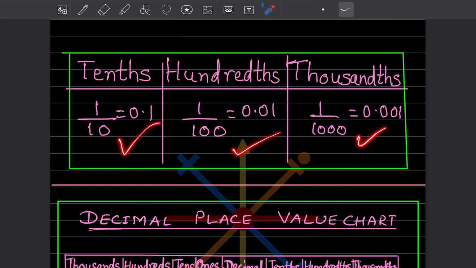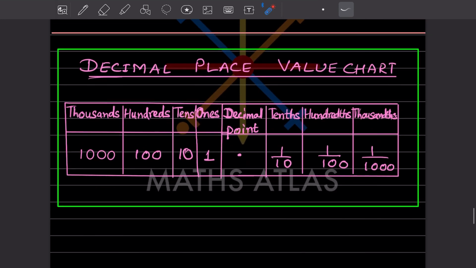So look at this example. Now here, see here, whenever there is a decimal place, this is the point. Before the point, this is the ones place, this is the tens place, this is the hundreds place, and this is the thousands place. And after the point it is going to be 1 by 10, 1 by 100, 1 by 1000. So that is called tenths, hundredths, and thousandths. You have to note all these things in your notes. This place value chart is going to be useful somewhere.